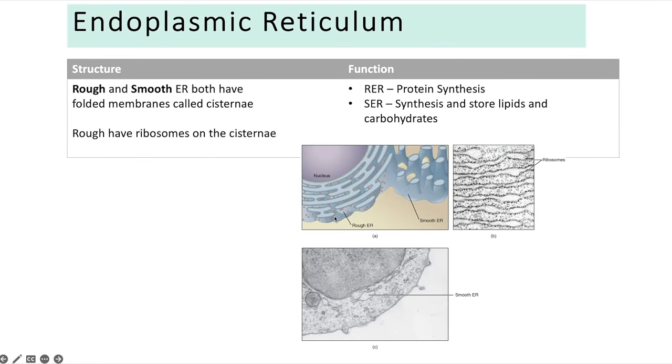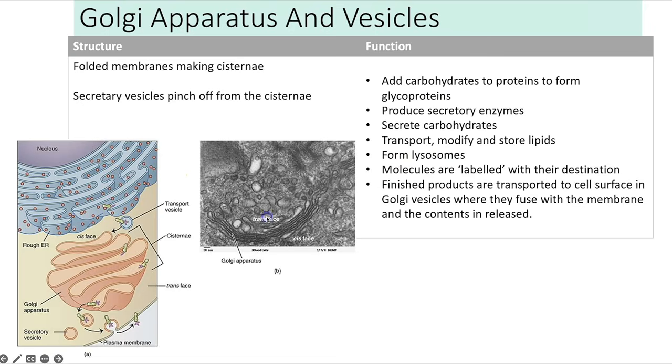Next then we have a look at the endoplasmic reticulum, and you have rough and smooth endoplasmic reticulum. Both have folded membranes which are known as cisternae, and we can see those here. The difference then is the rough have ribosomes attached on the outside, and therefore the function of the rough endoplasmic reticulum is protein synthesis because it's got these ribosomes on the outside. And the smooth endoplasmic reticulum, their function is to synthesize and store lipids and carbohydrates.